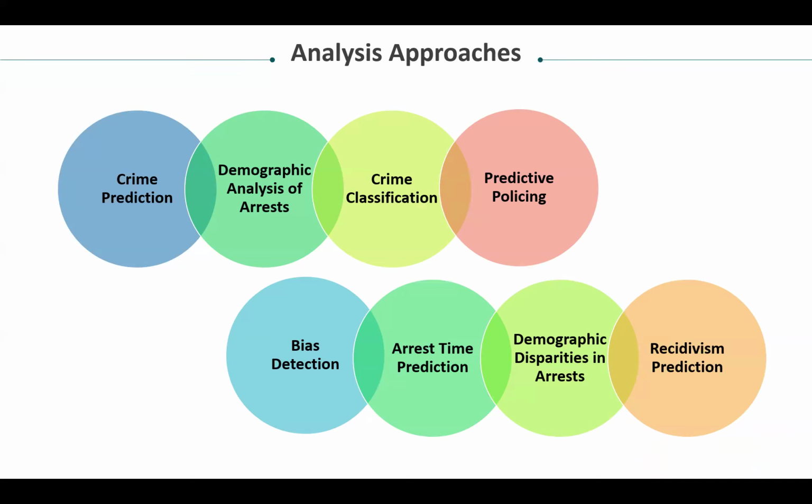Here, the analysis approaches are crime prediction, demographic analysis of arrest, crime classification, and predictive policing. And in the second case, bias detection, arrest time prediction, demographic disparities in arrest, and recidivism prediction.